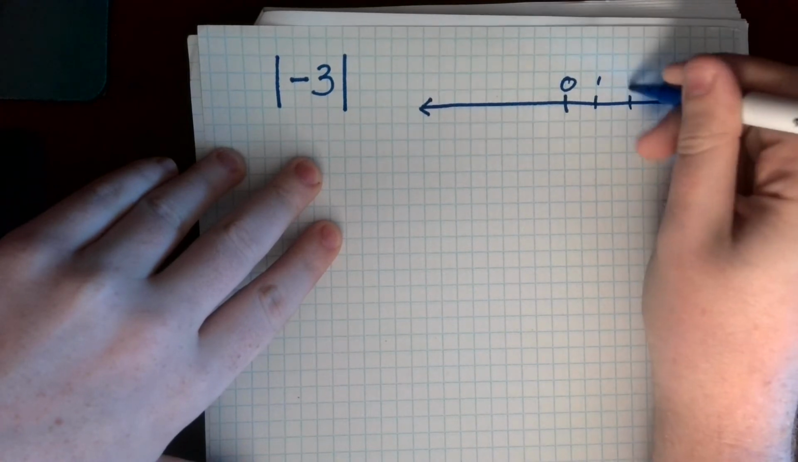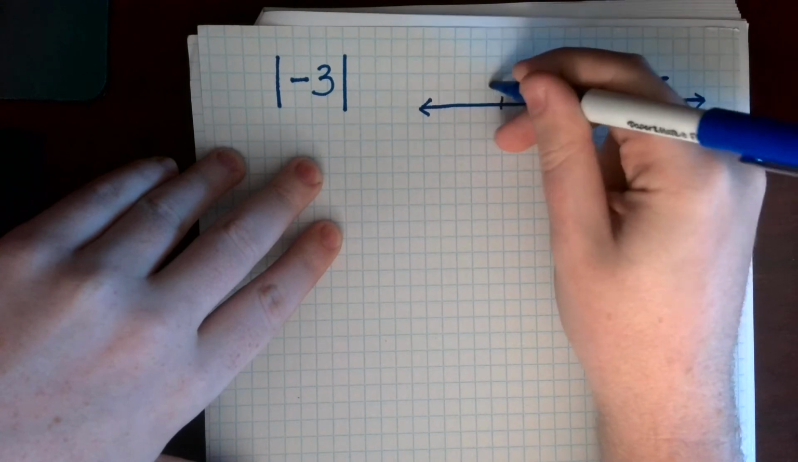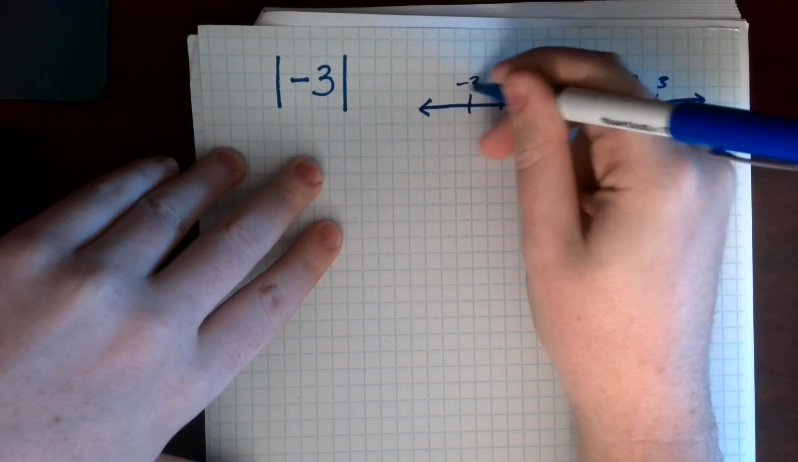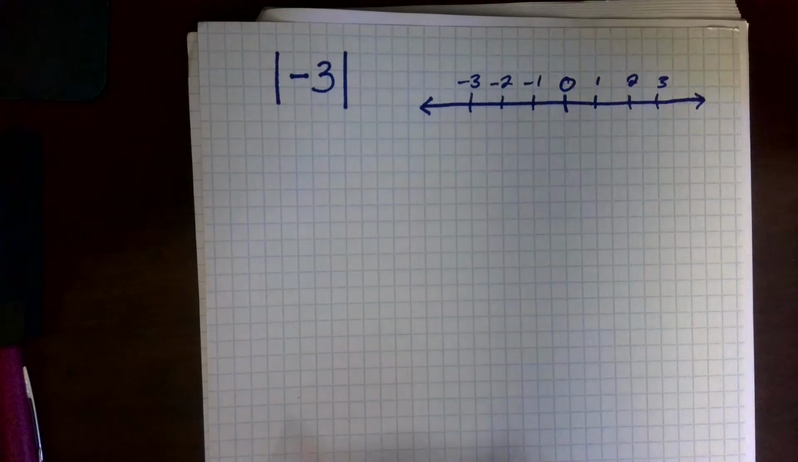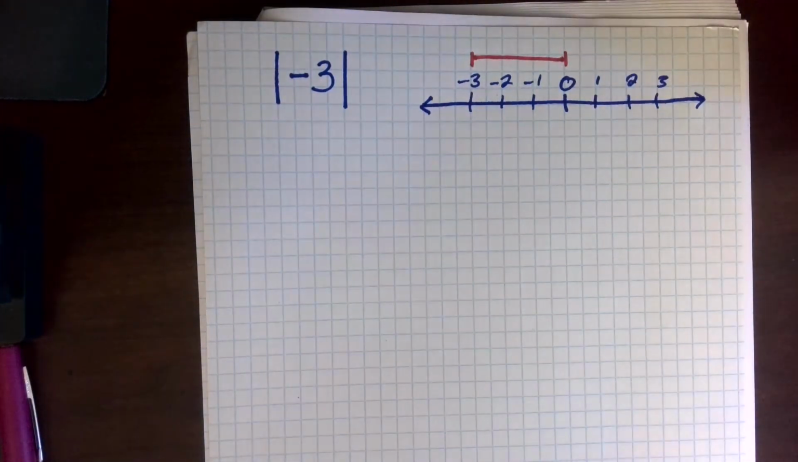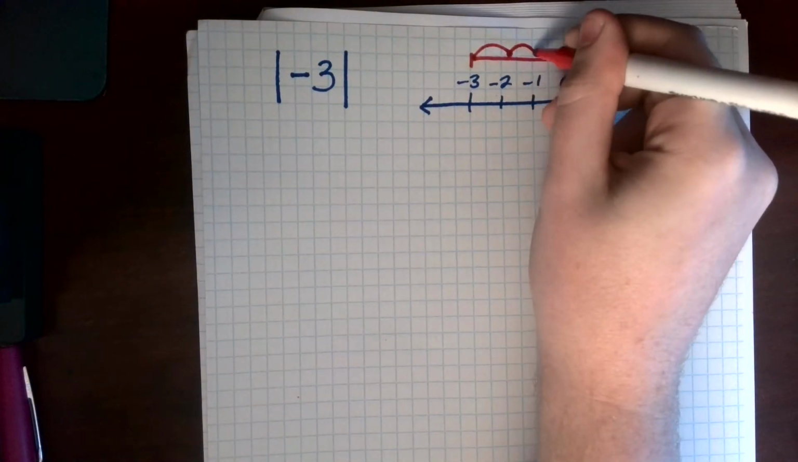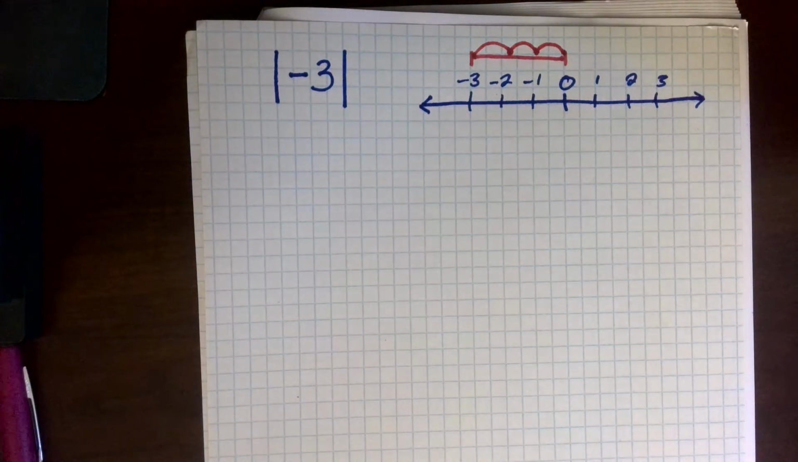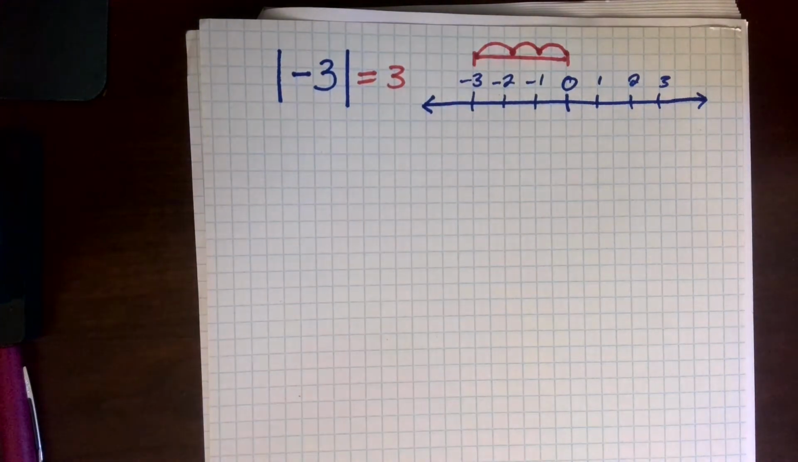So if I make a quick and dirty number line here, it's not going to be perfect, but it'll do. There we go. And if I'm looking at the absolute value of -3, what it's asking us is, hey, how far is -3 from 0? We can look at this and we can say, well, it's 1, 2, 3 away from 0. The absolute value of -3 is 3. It's pretty self-explanatory.